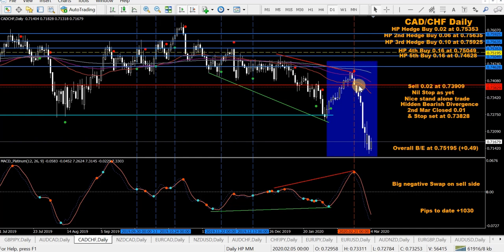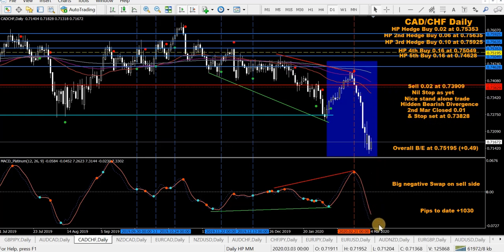In the meantime, I've got this sell, so you can see my buys up there. I've got 5 buys on. I've got a sell here. Nice standalone trade, hidden bearish divergence. You can see the hidden bearish divergence there. Closed one, stop set there.